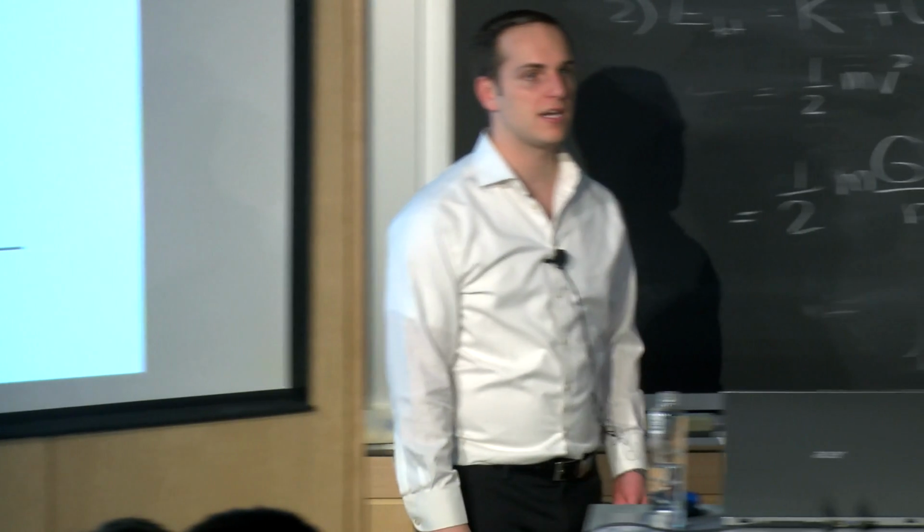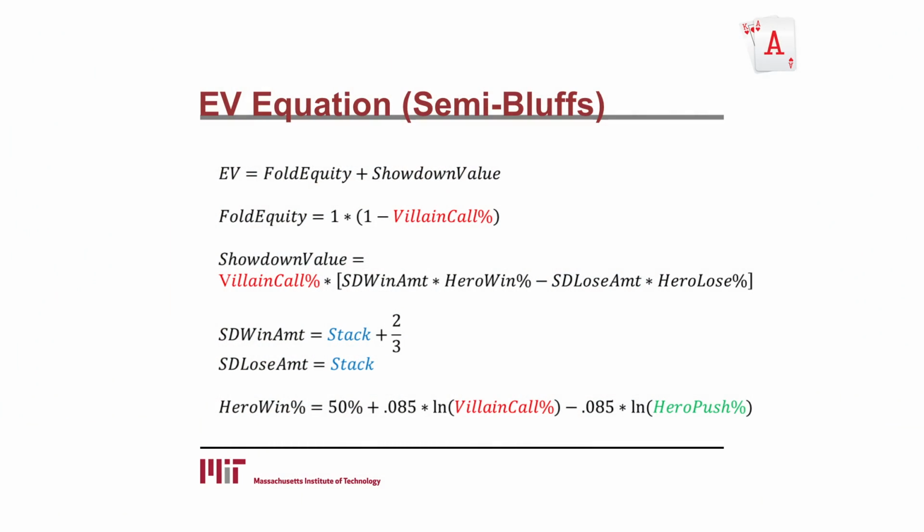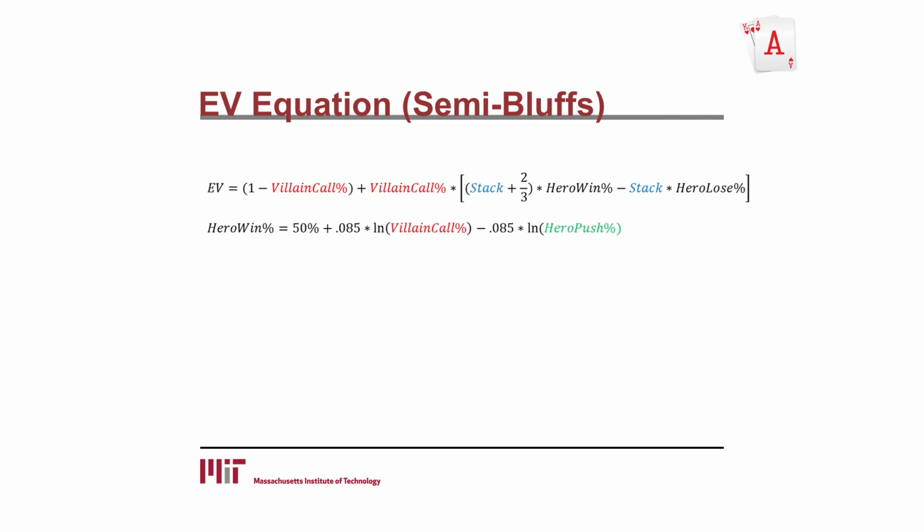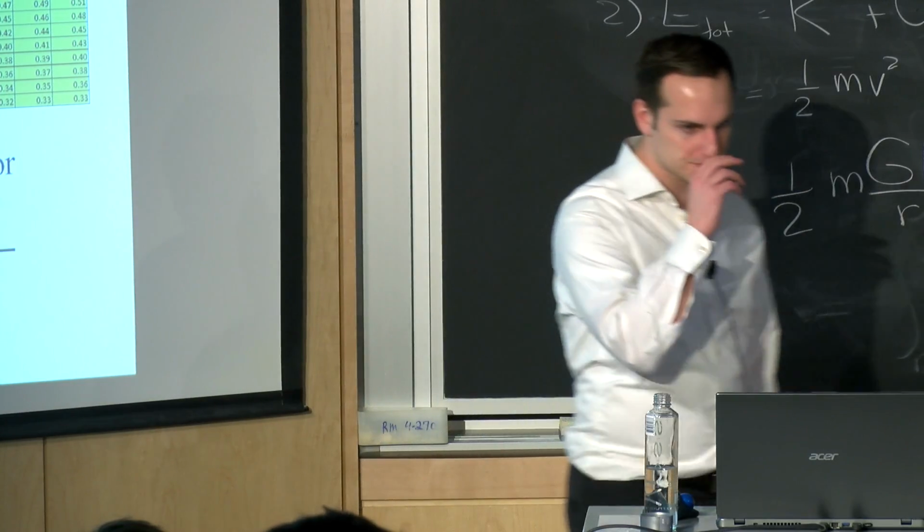So what you might see here is all of these are related to the same 3 variables, where it's either the call percentage, the push percentage, or a stack size. So we can combine this into one giant equation, which obviously we're not going to remember, but we can use to start solving this mathematically. So this is what we would end up with.